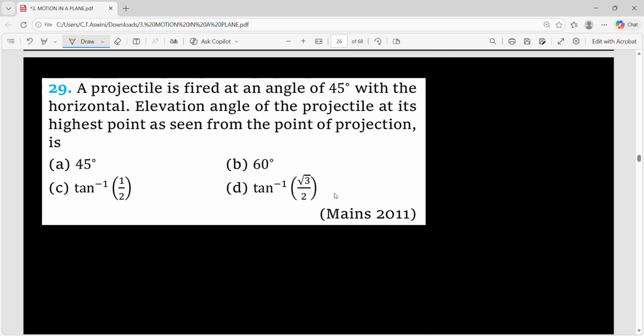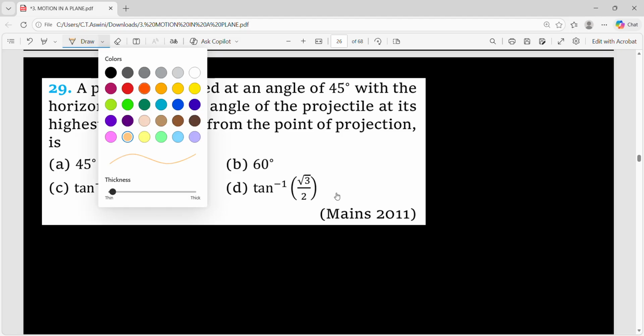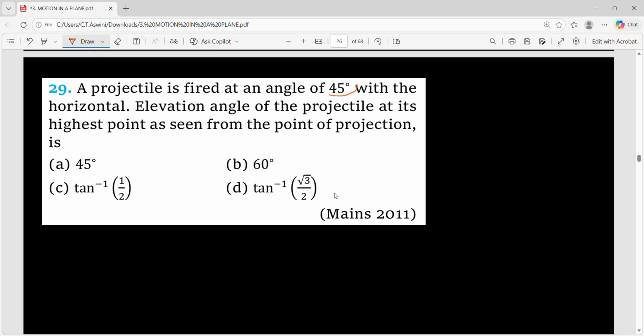A projectile is fired at an angle of 45 degrees. What is the angle of projection? 45. That means, don't you think this is the maximum range case? What is the elevation angle of the projectile at its highest point as seen from the point of projection? Read the question once. Try to understand it. Elevation angle at the highest point, seen from what? Seen from the point of projection.